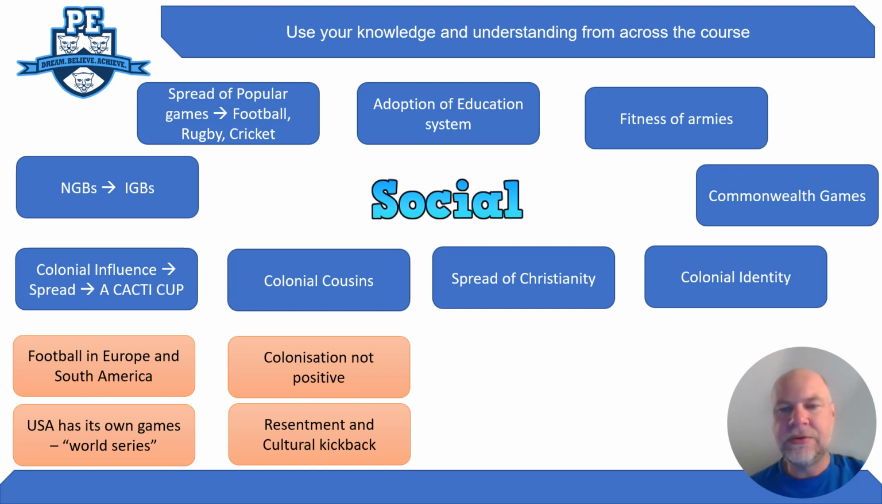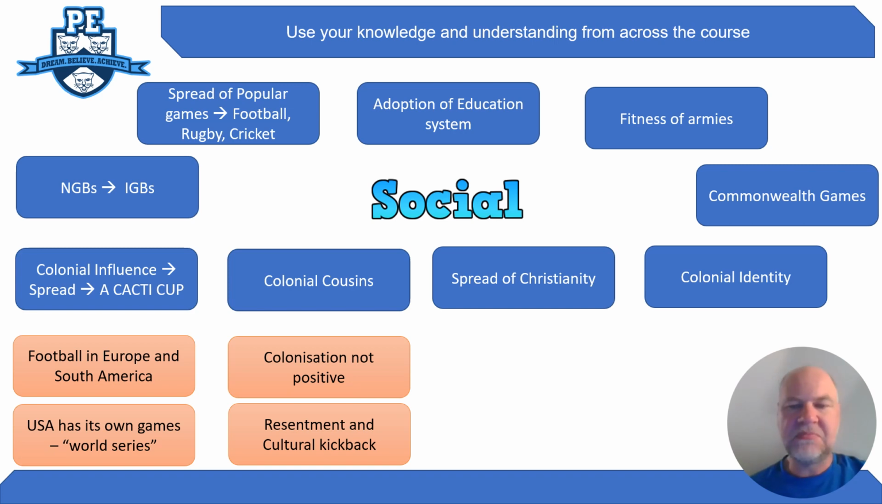It was initially called the British Empire Games, but it got changed to the Commonwealth Games. The idea was setting up a competition for those countries just in the British Empire. We've got the idea of the Cactus Cup, which I talked about earlier, the spread of sport, and the reference to colonial cousins. So when we invaded and took over these countries, we called them our colonial cousins, and the fact that Christianity spread also helped these sports develop a colonial identity.